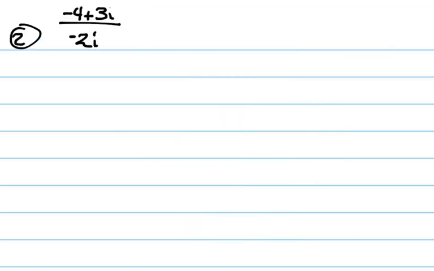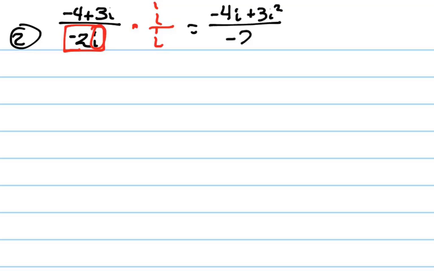This one has a negative already in the denominator. So again, we're just multiplying by that i, because we have a monomial, because there is no addition or subtraction down here in the denominator. We have a monomial. And so we're going to go ahead and distribute that to both pieces. So that's -4i plus 3i squared, all divided by -2i squared.